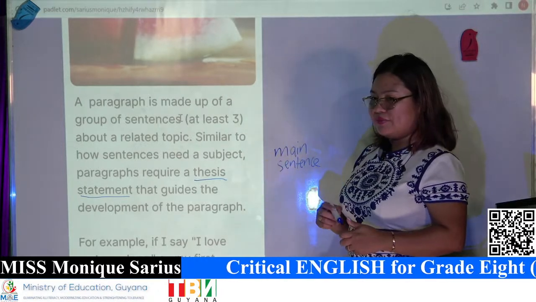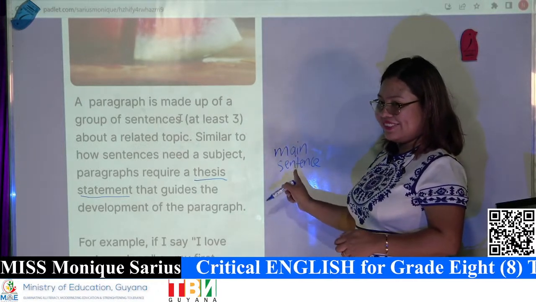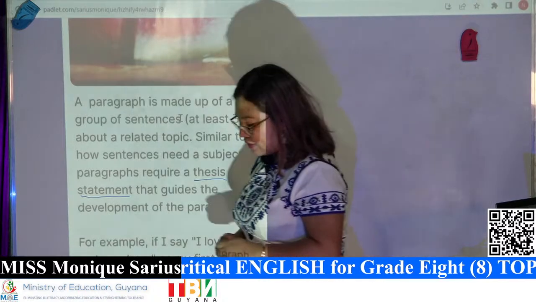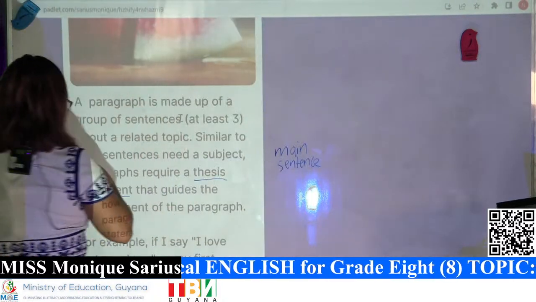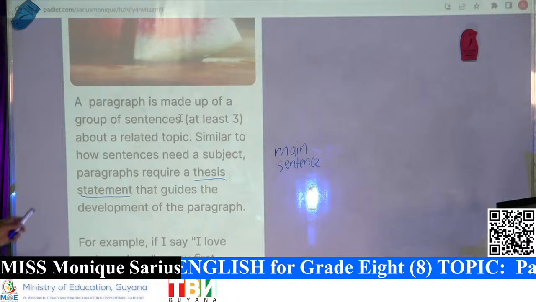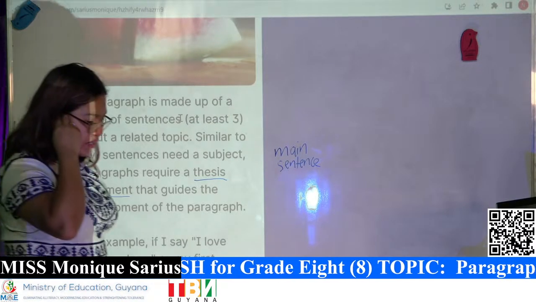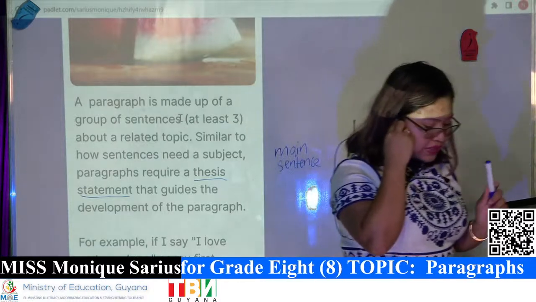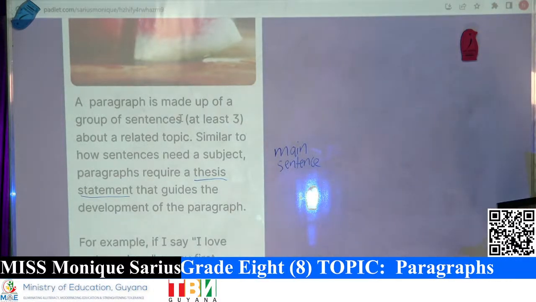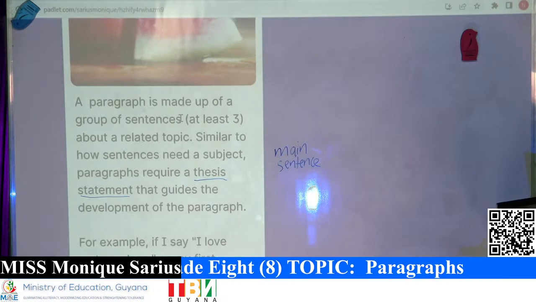Which one can you remember? You can remember one of them? You can remember this one. Yeah, that's all right. So we have the thesis statement or we have the main sentence. Either one would be okay. For example, if I say I love watermelons, that's one sentence, right? So if we have that one sentence saying I love watermelons, then all the other sentences will have to do what?